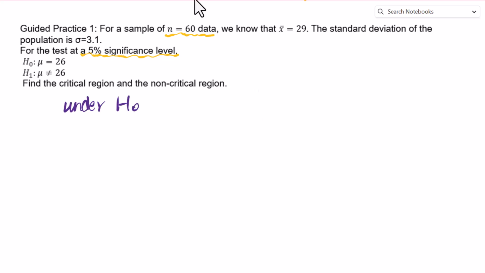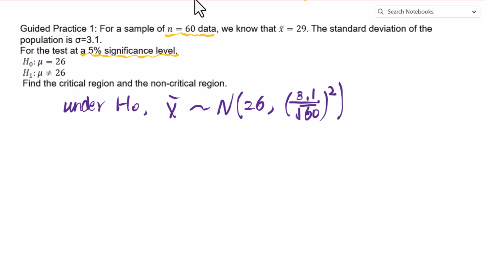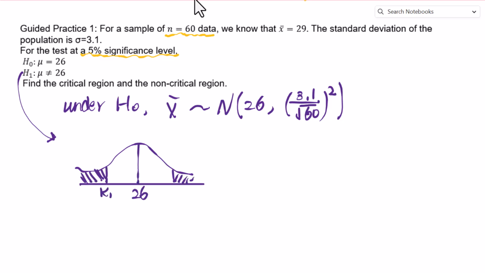Under H0, X bar follows normal distribution with mean 26, and 3.1 over square root 60 as the standard deviation. Based on this H1, we will sketch the diagram. This is a two-tailed test, K1, K2.